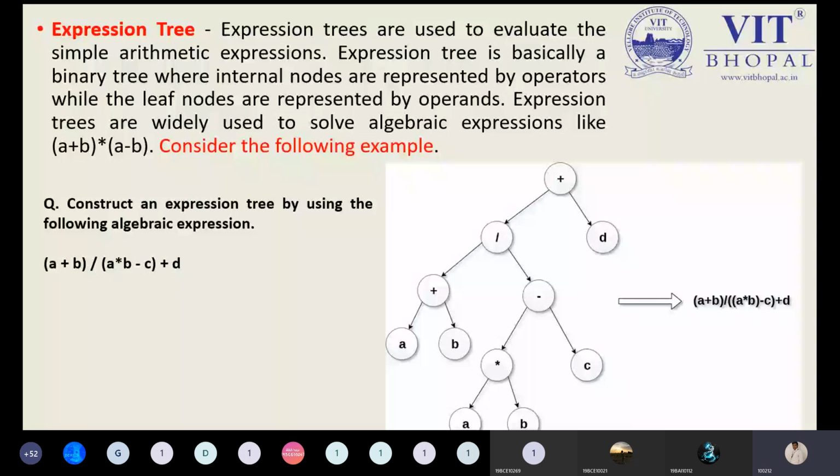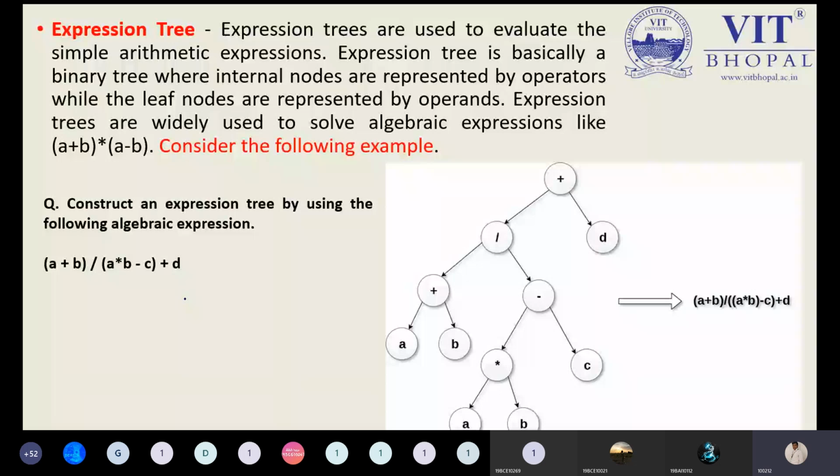An expression tree is widely used to solve algebraic expressions like a plus b into a minus b. Consider the following example: a plus b, divided by a into b minus c plus d. As we know, while solving an expression, we need to look at this example from the tree, and how you are doing this activity.